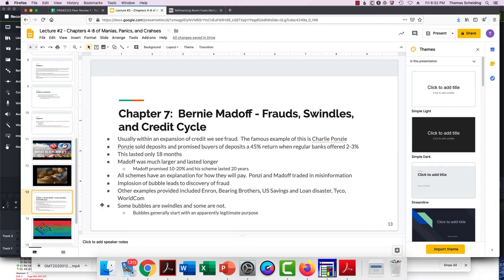Now, following that, in Chapter 7, we start to talk about what typically gets revealed to us during a financial crisis: frauds emerge during this time. The famous example of this is Charlie Ponzi. Basically, he bought these deposits. He offered 45% returns to people who bought deposits from banks, when other banks were selling theirs for only 2 to 3%. So then everyone bought the deposits from Ponzi. But after 18 months, he couldn't pay out that 45% rate anymore. Not as significant, because it really only lasted 18 months.